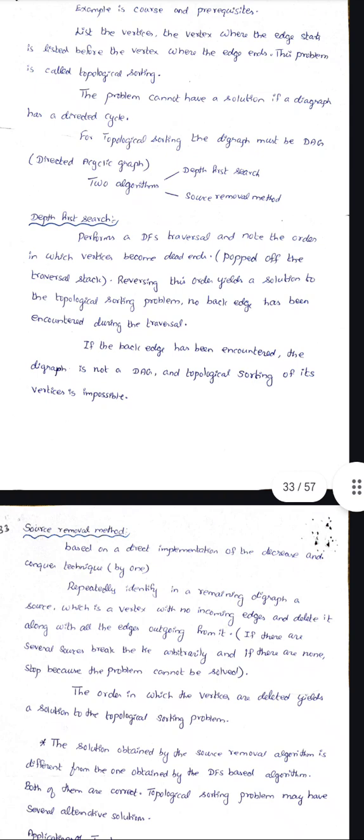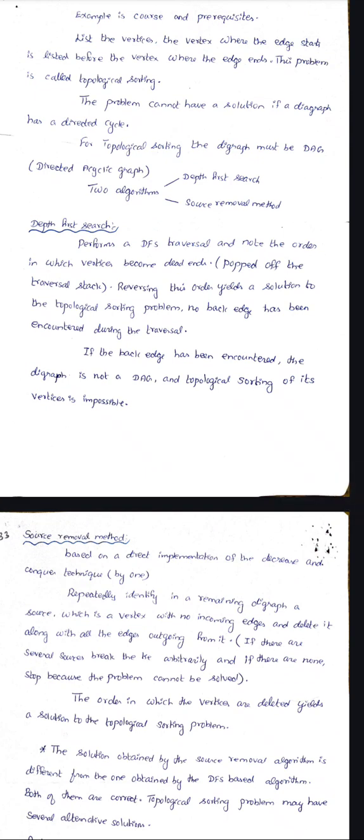List the vertices so that the vertex where the edge starts is listed before the vertex where the edge ends. This problem is called topological sorting. The problem cannot have a solution if a digraph has a directed cycle. For topological sorting, the digraph must be a DAG, that is, a directed acyclic graph. There are two algorithms: depth first search and the source removal method.